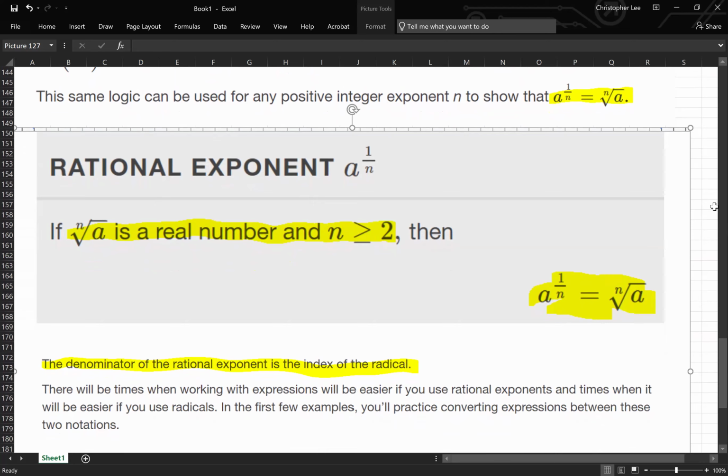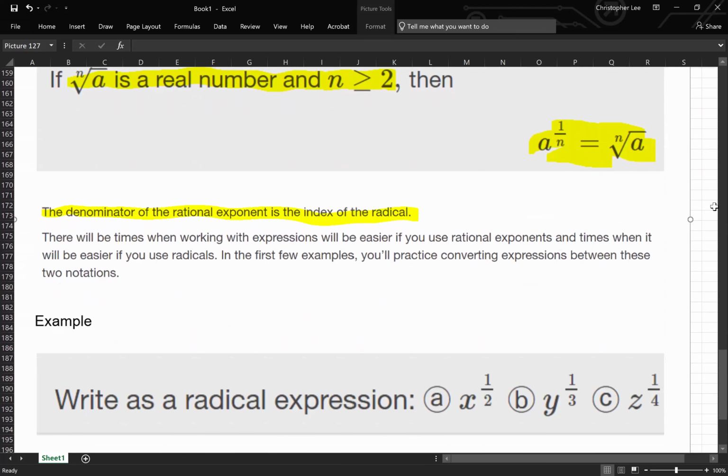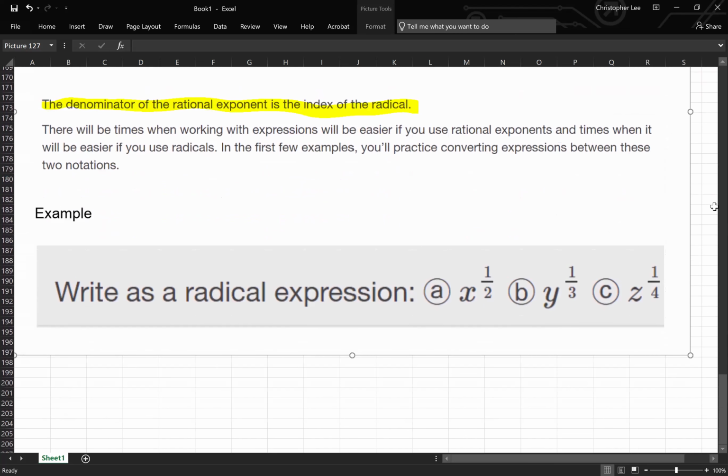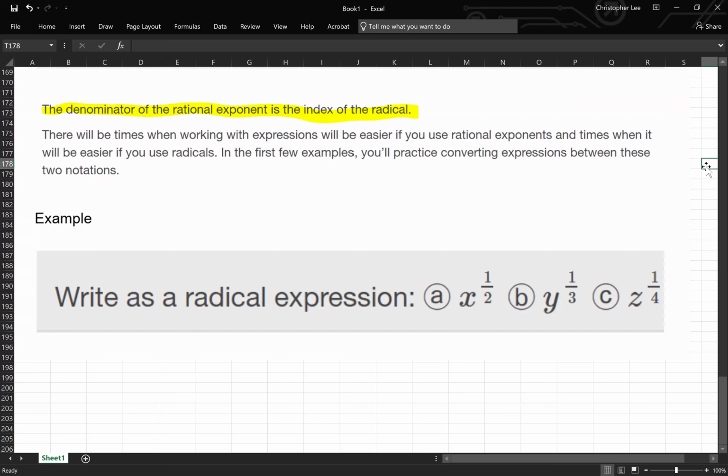There will be times when working with expressions will be easier if you use rational exponents, and times when it will be easier if you use radicals. All right. In the first few examples, you'll practice converting expressions between these two notations. So, for example, let's take a look. They want us to write these as a radical expression. I'm gonna do the first one and then y'all could do the rest. And tell me what the answer is.